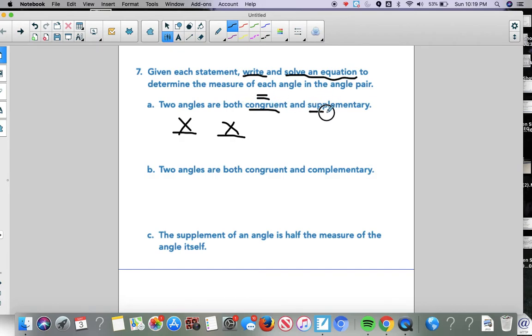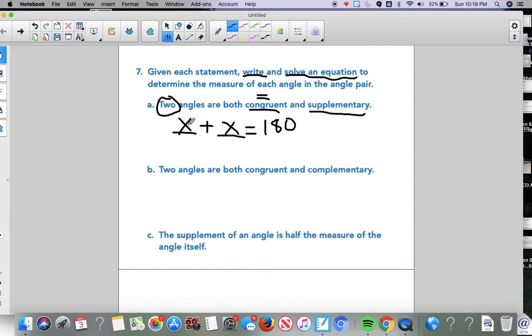So here's our second vocabulary word, and this is a word from last week that you are expected to know now. Supplementary means two angles or more. I can have more than two angles, but in this case it just tells me two. So two angles that add up to 180 degrees. So there's my equation.